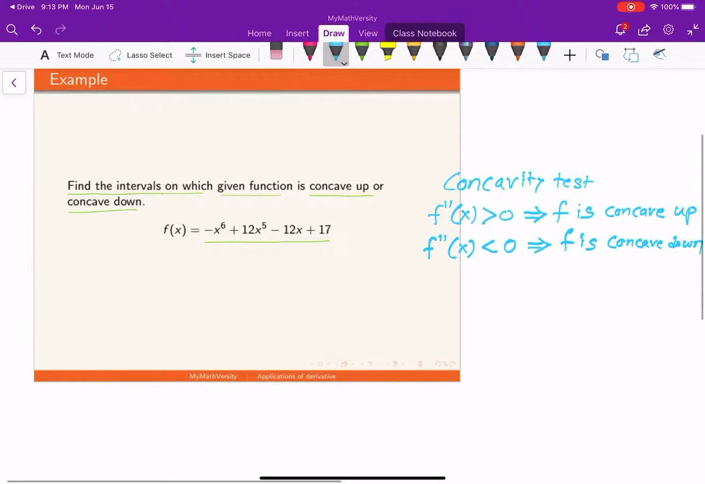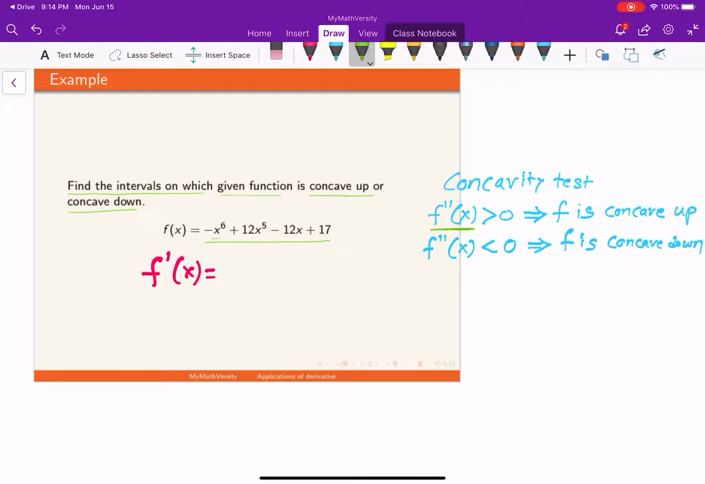Alright, so you might have noticed if you want to use the concavity test, then we need to find out what the second derivative of the function is. So let's find that. But how do you find the second derivative of the function? Well, we first find the first derivative of the function. So let's find that first. What is f prime of x for this function?